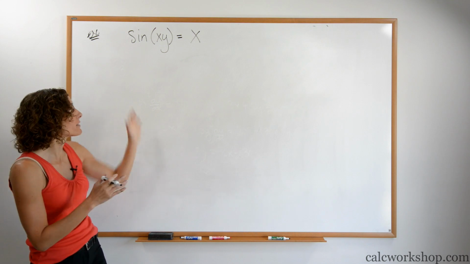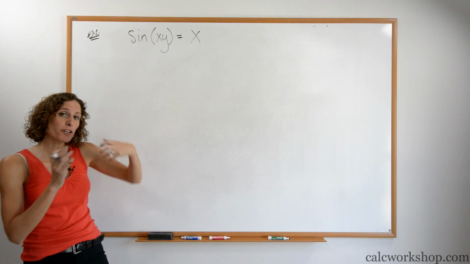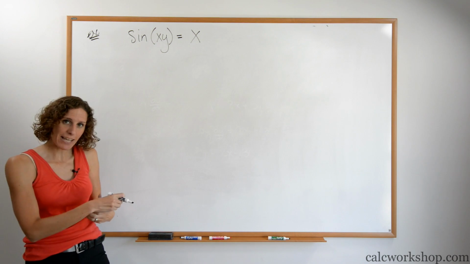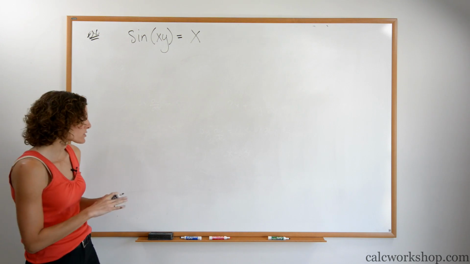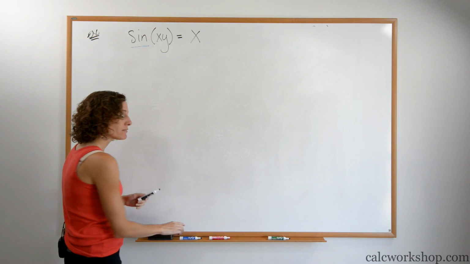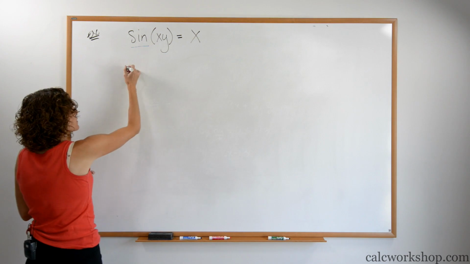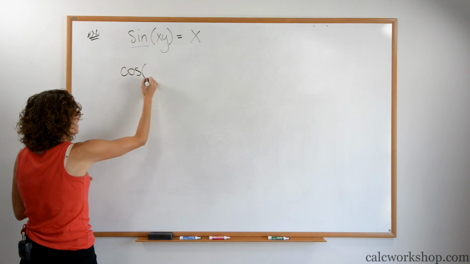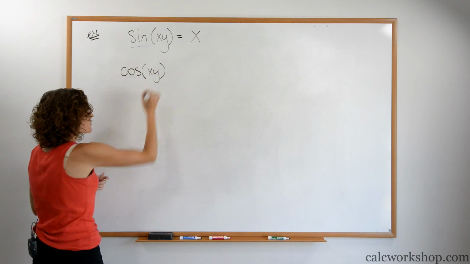So here we go. Again, the trig functions are our chain rule. We can't get to the angle until we deal with the trig. So let's deal with the sine. The derivative of sine is cosine. So we've got cosine of the angle xy.